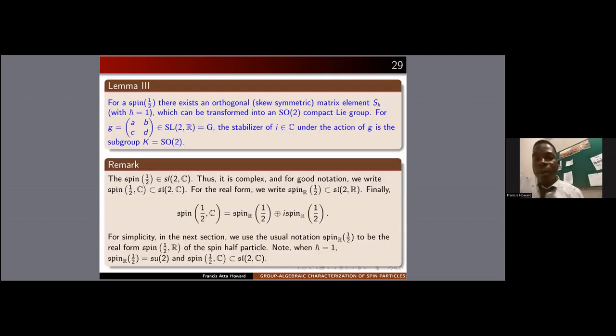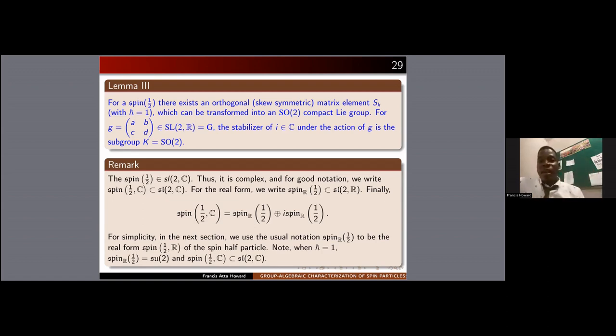Now, from that proposition, we can have a lemma, which says that for any spin half, there exists an orthogonal skew-symmetric matrix element SK, which can be transformed into an SO2 compact Lie group for any element G belonging to the SL2R, the special linear group of order 2, and the stabilizer of i under the action of G is the subgroup K, where K is the SO2, that's the compact form. The proof of this is just straightforward.